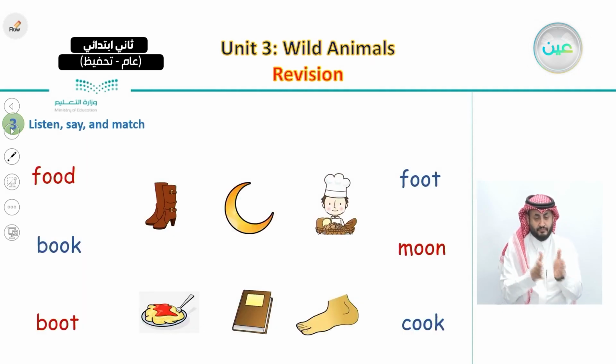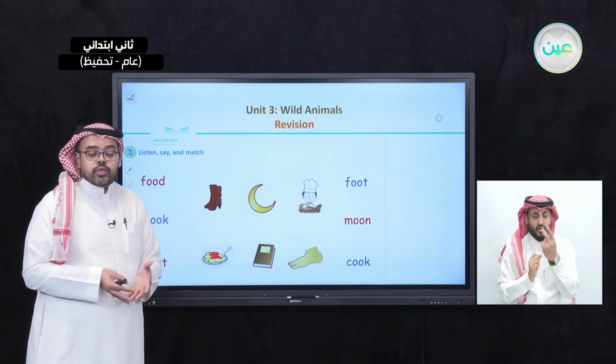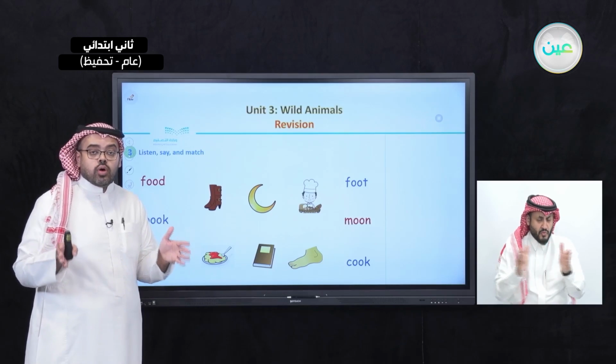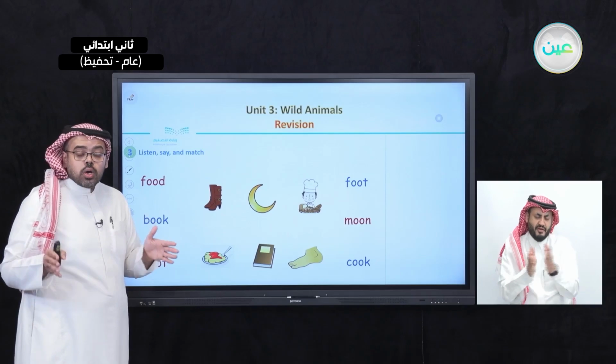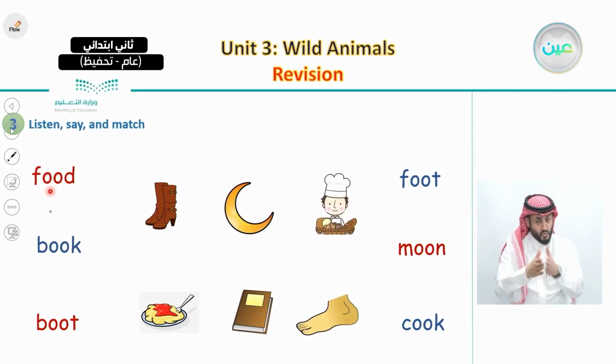After this, we learned about the words that have double O. We said that we have short O and we have long O. Short O are the words in blue, like for example, book, foot, cook. And long O are the words written in red, such as food, boot, moon.